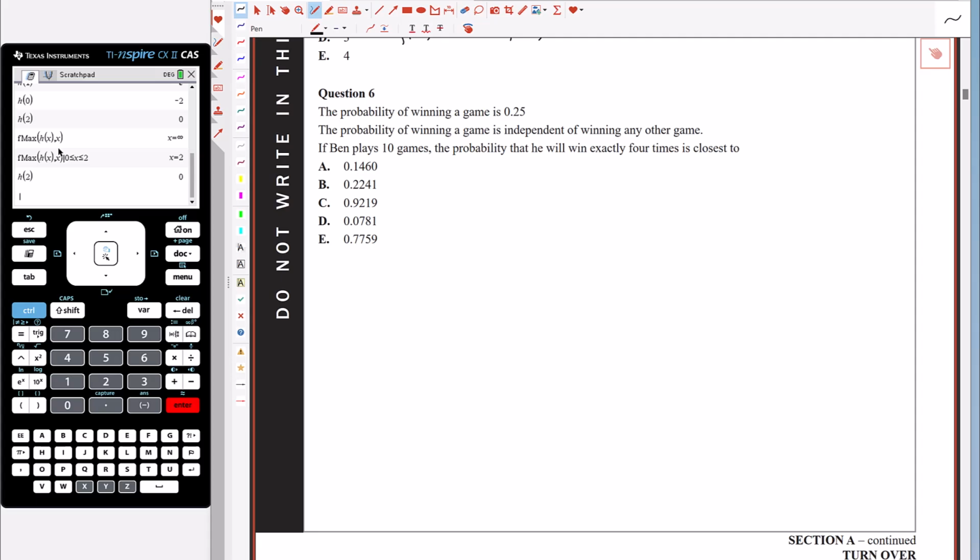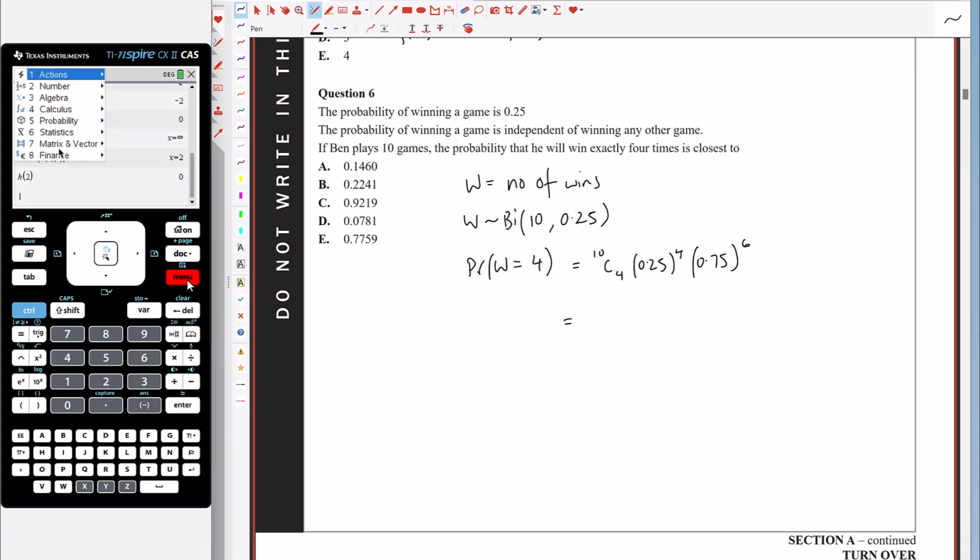Okay, so this is just a straightforward binomial question. So W is the number of wins. W is binomial, where N is he plays 10 games and the probability of winning is 0.25, and we want the probability of W equaling 4. Now we could use our binomial formula if we want, which would mean we get 10 choose 4, 0.25 to the power of 4, and therefore 0.75 to the power of 6, and type all that in, but we're going to have to put that in our CAS anyway, so I'm just going to use the binomial function.